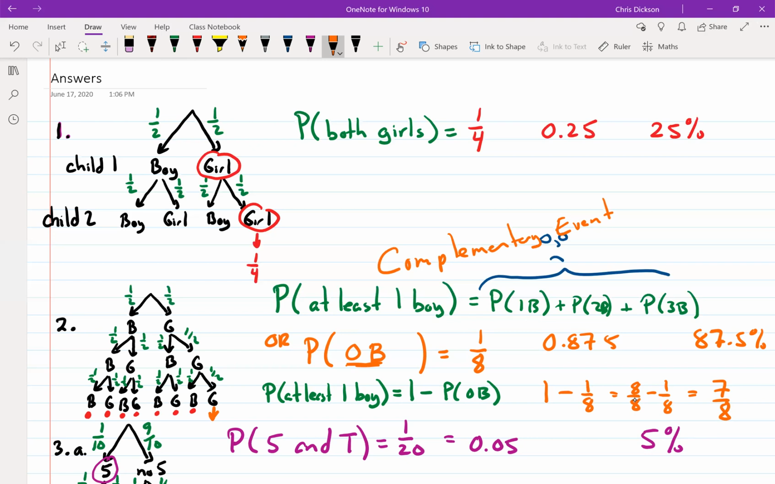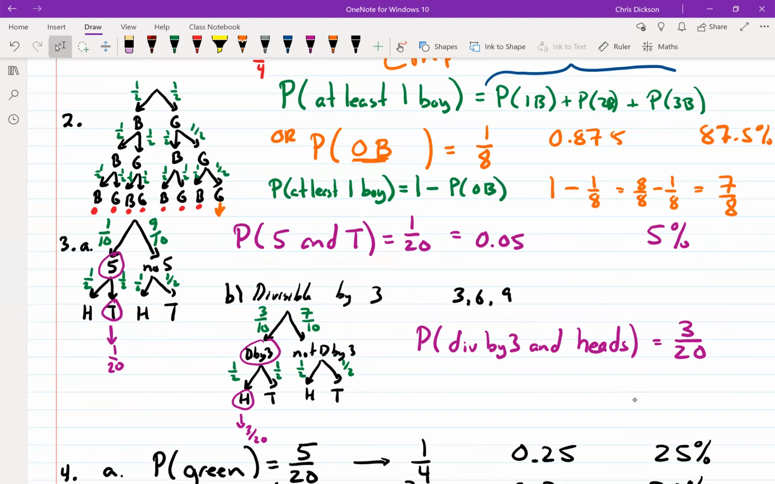Question number 3 was the probability of getting a 5 on a 10-sided dice and a tails on a coin. That was 1/10 times 1/2. These events would be independent of each other. So 1/10 times 1/2 is 1/20. Question B was rolling a number divisible by 3. On a 10-sided dice, 3, 6, and 9 are all numbers divisible by 3, so there'd be 3 such numbers. So there's 3/10 times 1/2 for the heads, so 3/20.